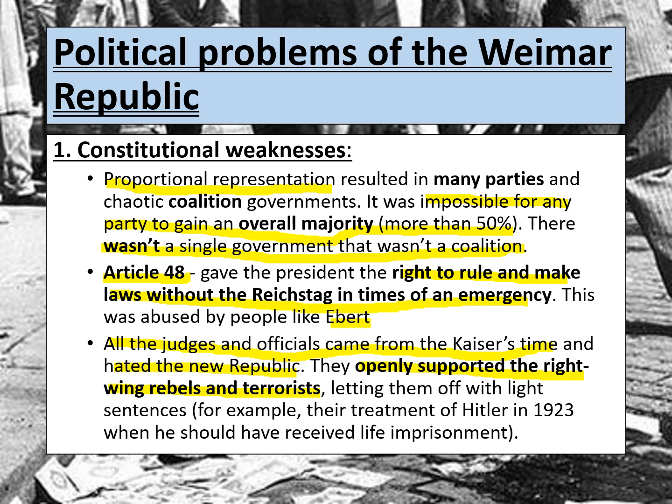So in terms of moving on, guys, remember that you've got to have down the 3 key points about political problems in terms of constitutional weaknesses. So what were those weaknesses? Proportional representation, Article 48, and the fact that judges and officials were right-wing. Make sure you've got those 3 points down.